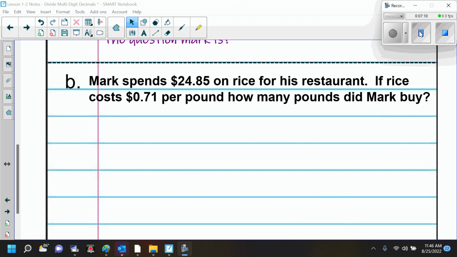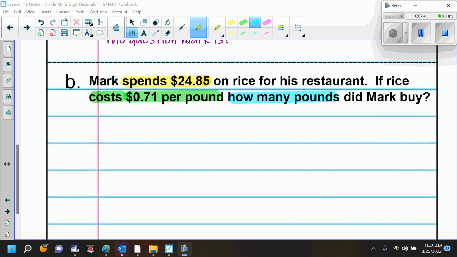So what's important here? The important information that you're going to write down in your notebook is that he spends $24.85. The rice costs 71 cents per pound, and the question is, how many pounds did he buy? Okay? Now, let me ask you this. What word here tells me the operation?